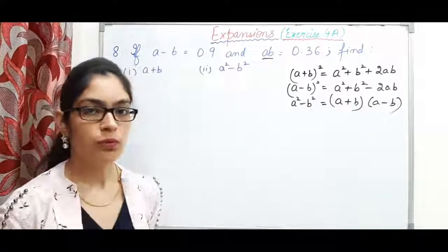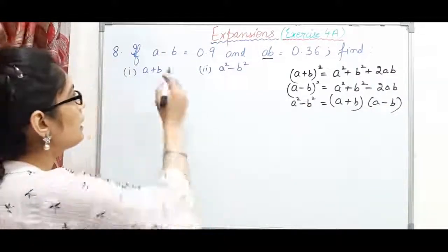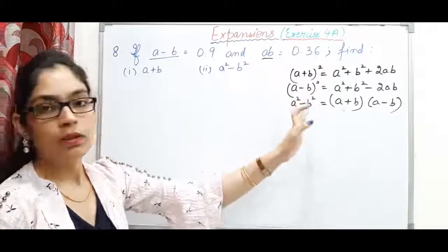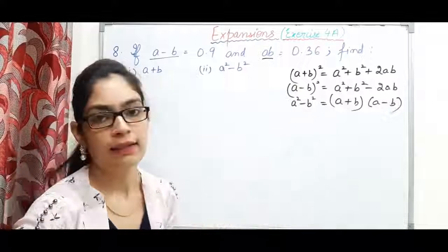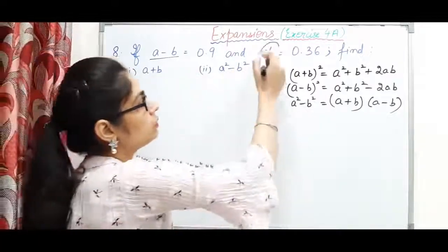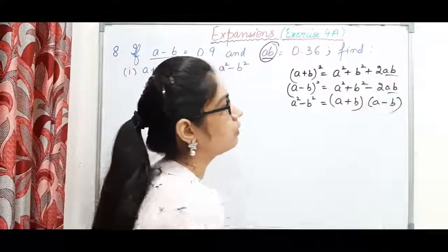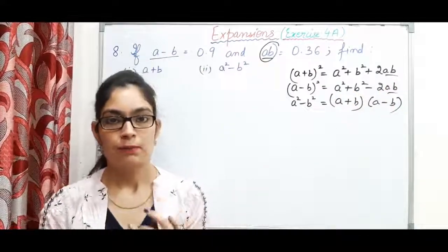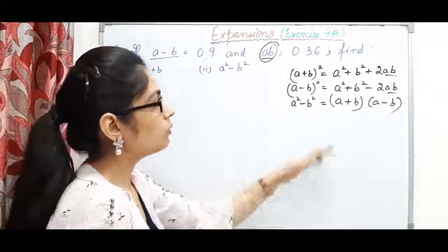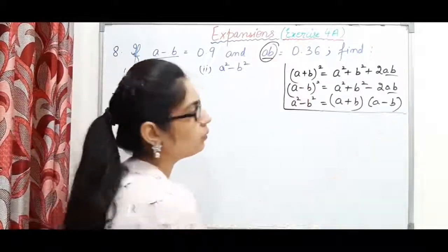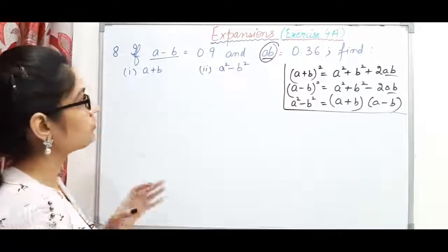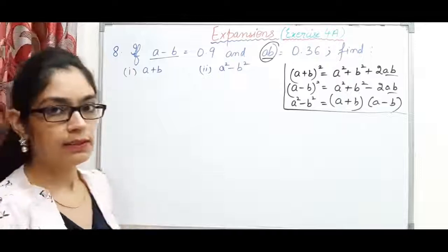So why do we have to use only these identities? See, a plus b and a minus b are in these also, and in this identity also it's there. And ab also, see ab is there in this. So whenever a plus b, a minus b or ab, all these things are given, we have to make use of these three identities. So don't get confused here. So which identity we have to use? Now this is exactly similar to the previous one.